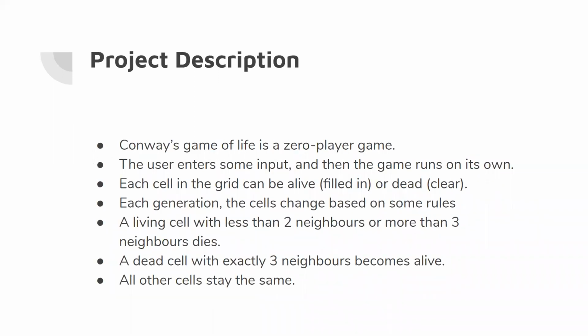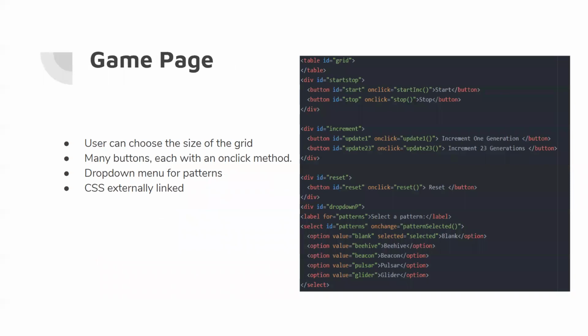Quick description. Conway's Game of Life is a 0-player game. You start with a seed entered by the user, and the game runs infinitely on its own. Each cell represents a house, a person, a part of the population that can be either alive or dead. Each cell, upon the generation of a new generation, follows a few rules. A living cell with less than 2 neighbors or more than 3 neighbors dies. A dead cell with exactly 3 neighbors becomes alive again. Any other cell stays the same as it was.